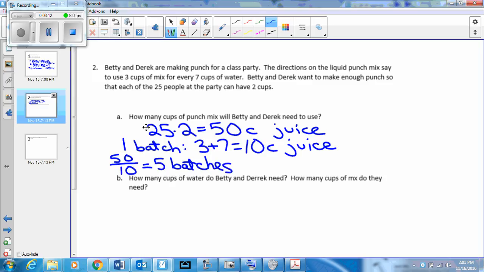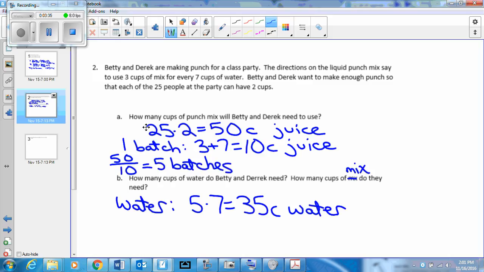So getting into part B now. How many cups of water do they need and how many cups of mix do they need? So for the water first, to make 5 batches, I would multiply 5 times the amount of water, which is 7. So I need 35 cups of water. And then for the mix, I would multiply 5 times 3. I would need 15 cups of the mix.